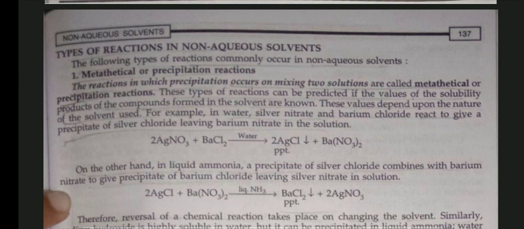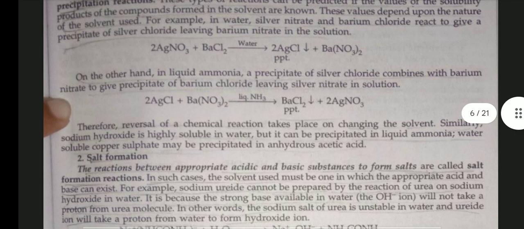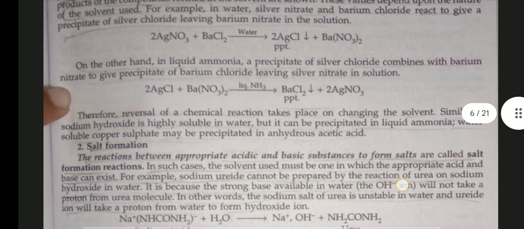For example, in water, silver nitrate and barium chloride react to give a precipitate of silver chloride, leaving barium nitrate in the solution. On the other hand, in liquid ammonia, silver chloride combines with barium nitrate to give a precipitate of barium chloride, leaving silver nitrate in solution. Therefore, reversal of a chemical reaction takes place on changing the solvent. Similarly, sodium hydroxide is highly soluble in water, but it can be precipitated in liquid ammonia. Water soluble copper sulfate may be precipitated in anhydrous acetic acid.